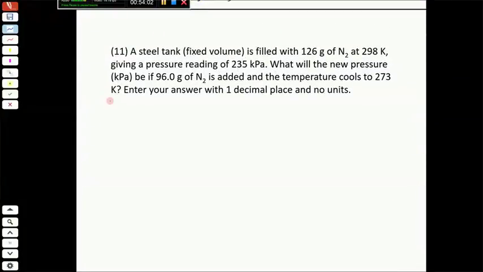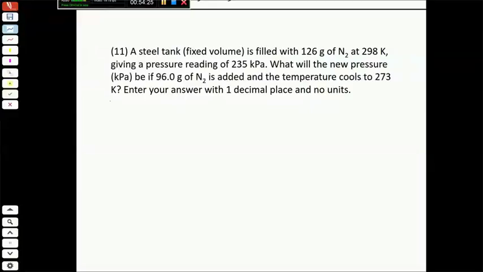All right, number 11, we have, in this case, a steel tank, which, if it wasn't obvious, tells us that the volume is fixed. We're not changing the volume here. And it's filled with 126 grams of nitrogen at 298 Kelvin, which gives a pressure reading of 235 kPa. What will the new pressure be if 96 grams is added and the temperature cools to 273 Kelvin?